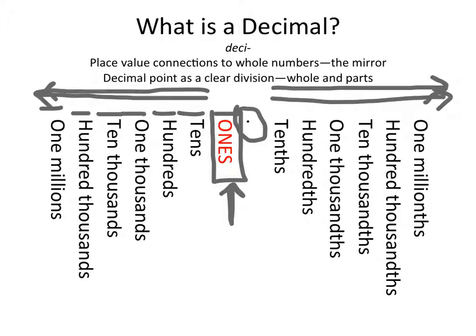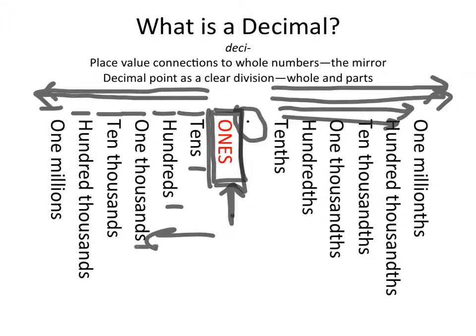So no matter how far we go this way, we're never going to get to 1. Even if we have 30 numbers on this side of the decimal, or 100 numbers, we're never going to get to one whole. So students can see this ones place like a mirror. On this side we have tens, hundreds, thousands. On this side we have tenths, hundredths, thousandths.